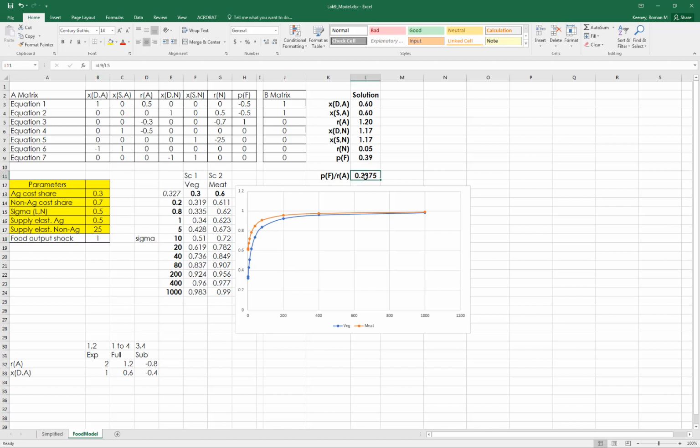I guess the final thing that we should make sure that we understand is the retail food to farm good price ratio. This is how we're measuring it in percentage change terms. So let's set this to very low, and you get 0.314. Increase it to the value we just had, you get 0.3275. Change it again to 1, you now have 0.304.